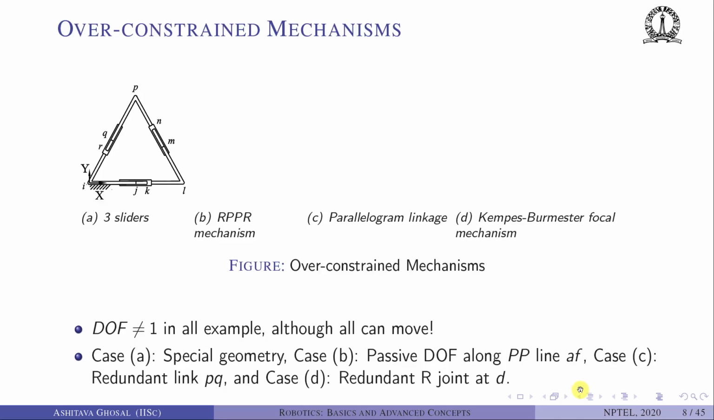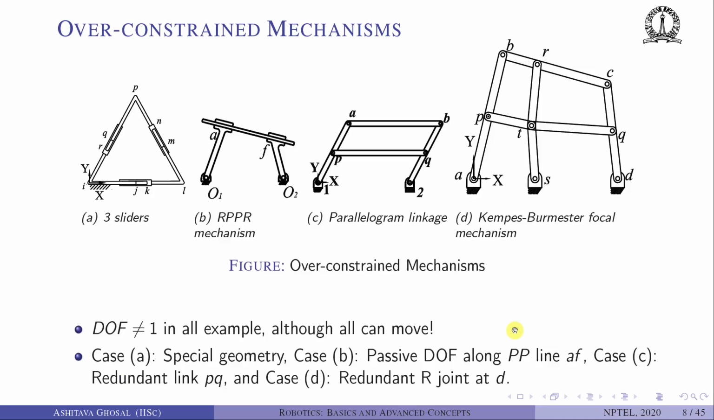So here is a set of examples of over-constrained mechanisms. The first over-constrained mechanism is these 3 sliders. Basically, I have a fixed link here. Then there is one prismatic joint here and another prismatic joint here, and there is another prismatic joint here. R, P means these are the 2 different links which go into each other. R and Q. Similarly, N and M are the 2 links which form the joints, and J and K. So we have 3 sliders.